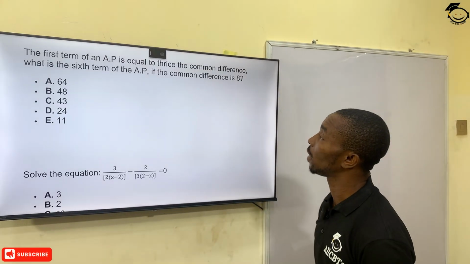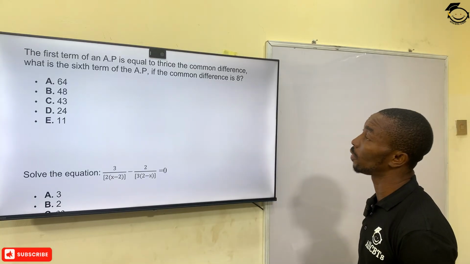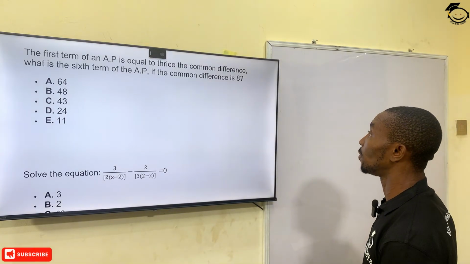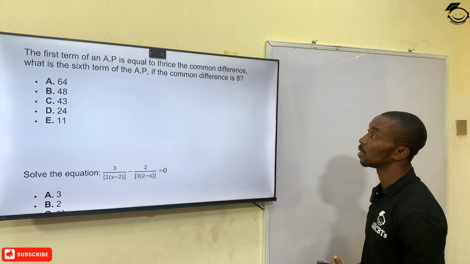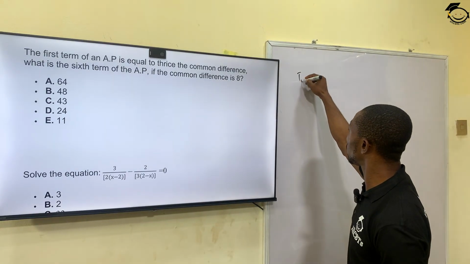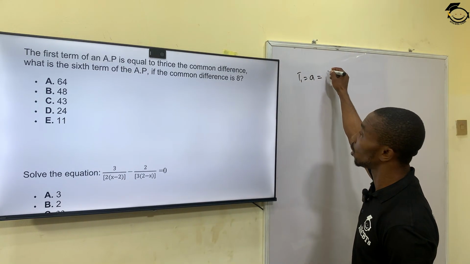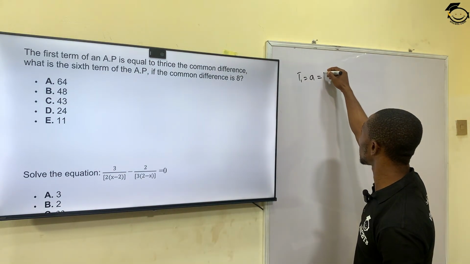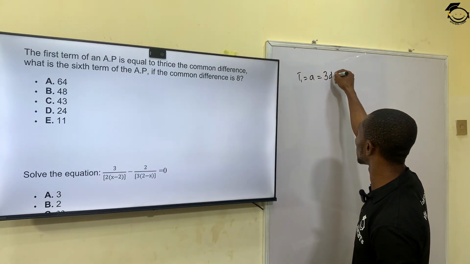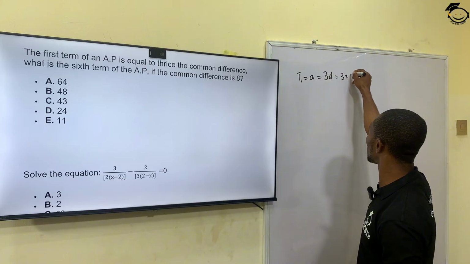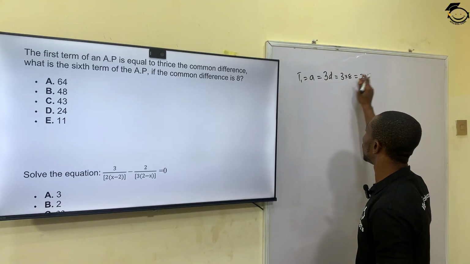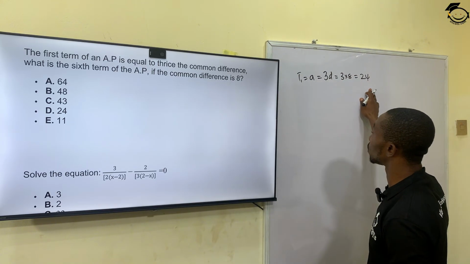The first term of an AP is equal to thrice the common difference. What is the sixth term of the AP if the common difference is 8? Now, our first term, T1, which is A, from the question, it says thrice, means 3 times the common difference. So this becomes 3 times 8, which will give us 24. So our first term A is 24.